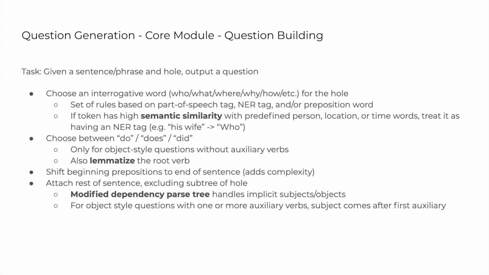To build our question, we then flatten the tree, include those implicit references, and follow a set of rules for choosing the who, what, why, the auxiliary, and verb tense. The interrogative is chosen based on the hole's part of speech tag and named entity tags, but also on the token's semantic similarity to words about people, places, and times. We also shift prepositions to add complexity.